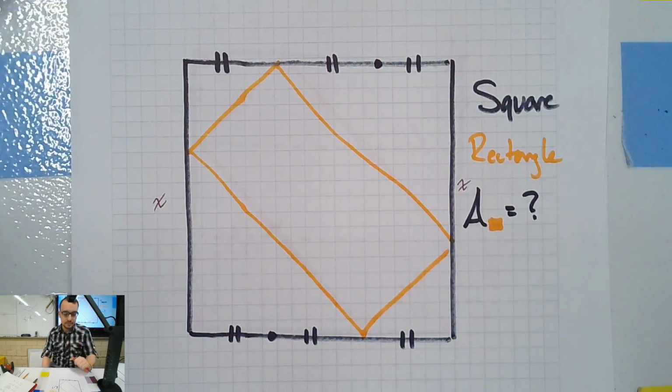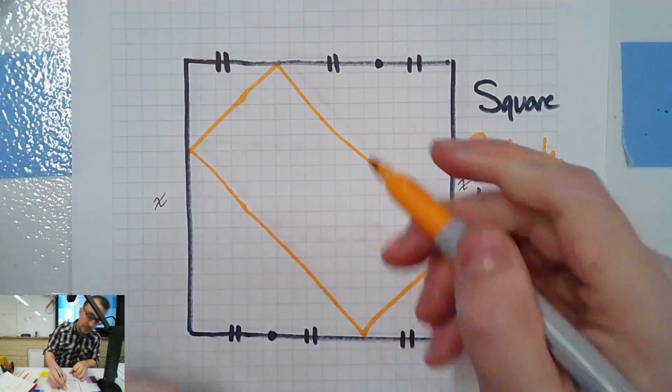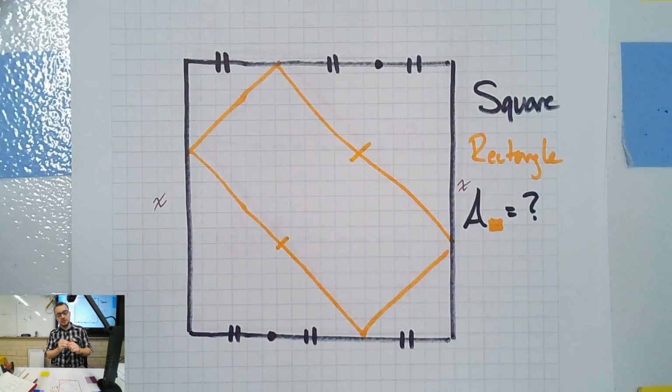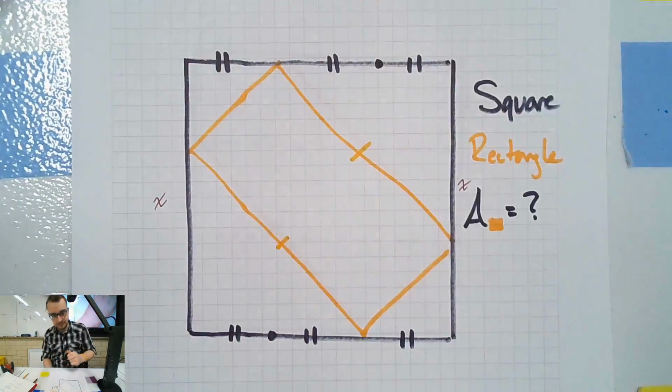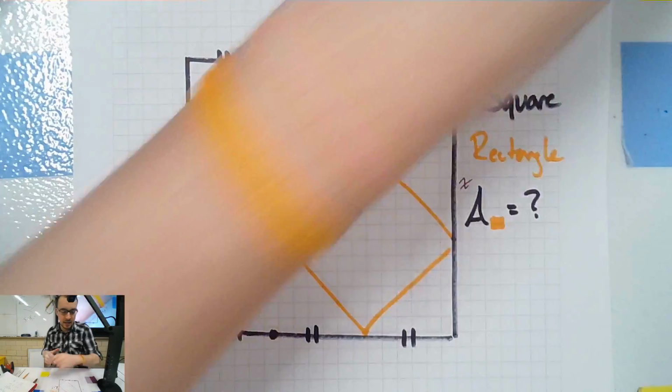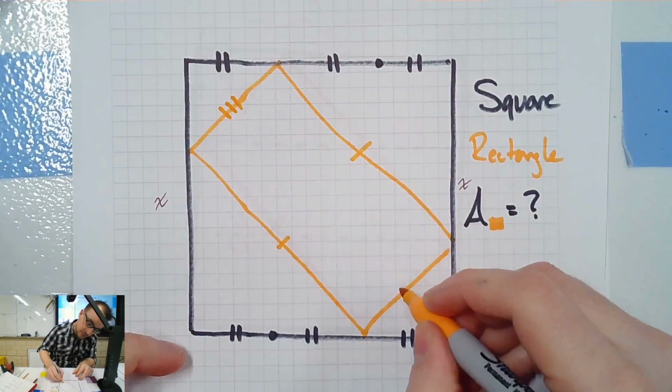Let's talk about what you see and what you know. Zayden. The long sides of the rectangle are going to be the same. Yep. So these guys are going to be the same length, because rectangles have congruent opposite sides. What else? Same for the other sides.